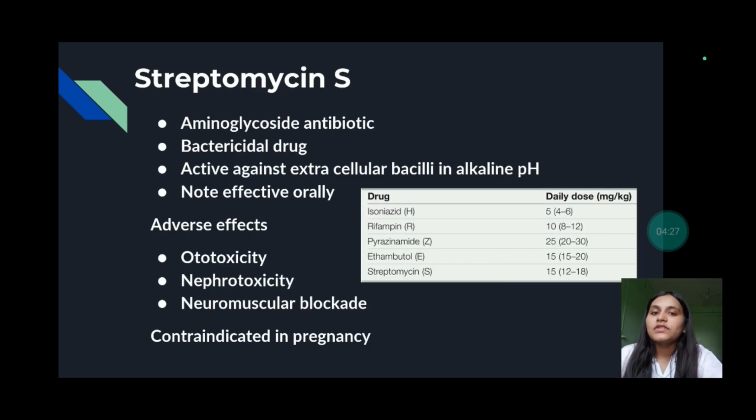Moving on to the last drug among all the first line antitubercular drugs, which is streptomycin. It is an aminoglycoside antibiotic, a bactericidal drug, active against extracellular bacilli in alkaline pH, not effective orally. Adverse effects are ototoxicity, nephrotoxicity, neuromuscular blockade, and it is contraindicated in pregnancy. Also, this is an injectable drug and cannot be used orally. The doses of all the drugs have been mentioned in the table.